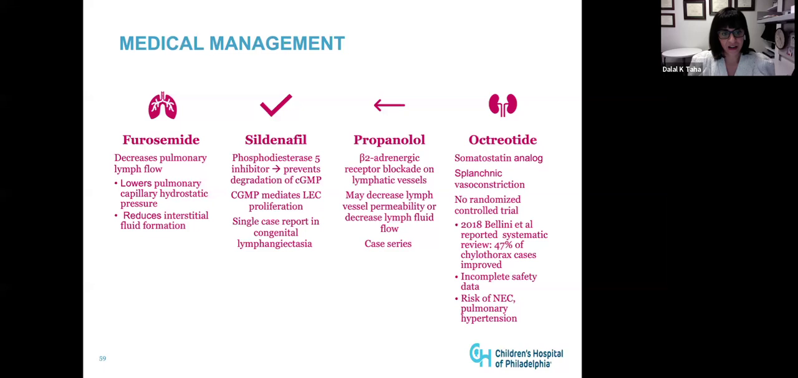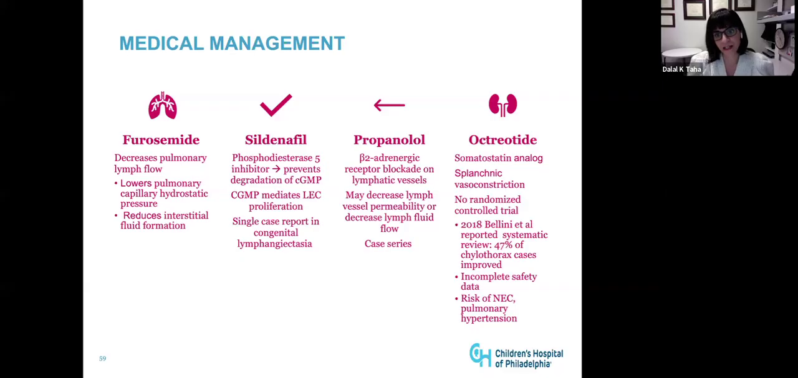Sildenafil is interesting. It's a phosphodiesterase inhibitor that prevents degradation of cyclic GMP, and cyclic GMP is needed to mediate lymphatic endothelial cell proliferation, so the development of new lymph vessels. But there's only one case report in the literature saying that it's successful for congenital lymphangiectasia. There's a little more evidence for propranolol, but I wouldn't quite consider it standard of care yet.